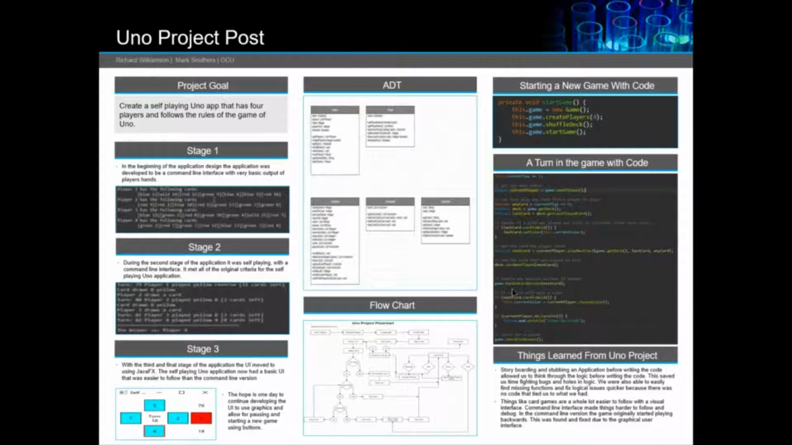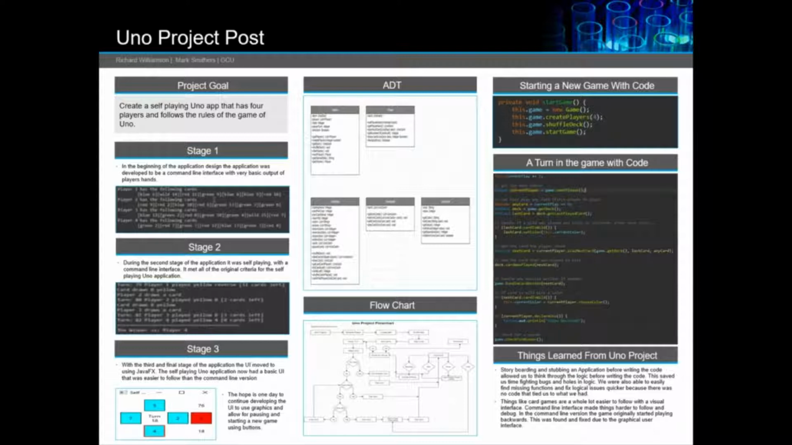Things that were learned from the Uno project: storyboarding and stubbing an application before writing code allowed us to think through the logic before writing the code. This saved us time fighting bugs and holes in logic. We were also able to easily find missing functions and fix logical issues quicker because there was no code that tied us to what we had.